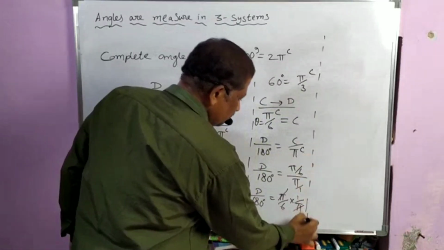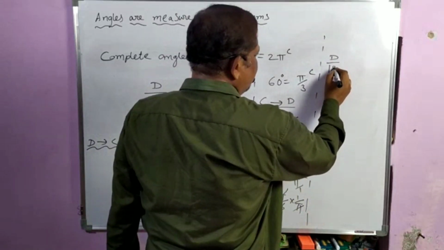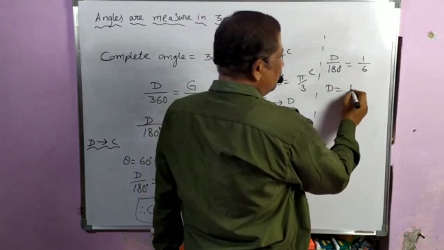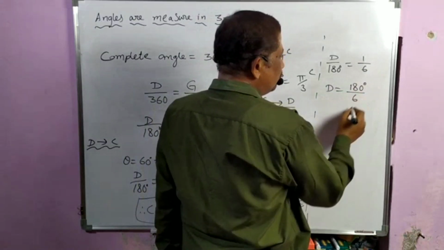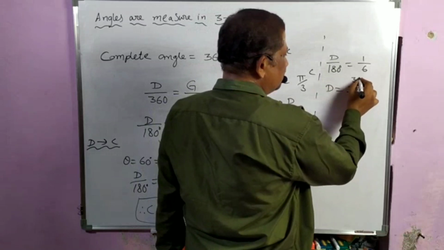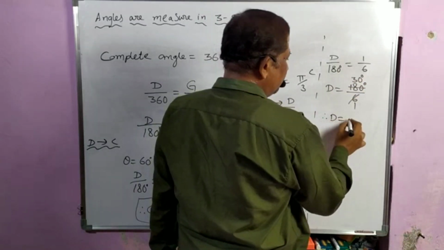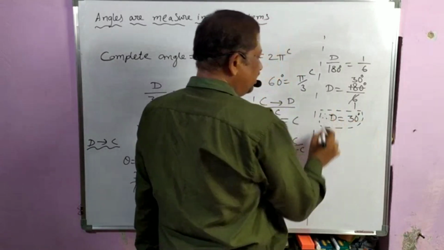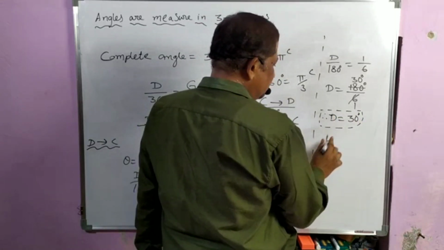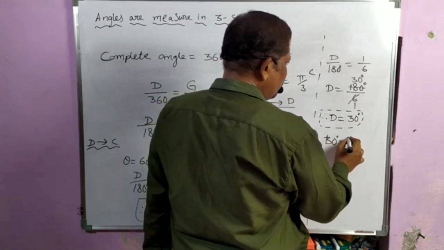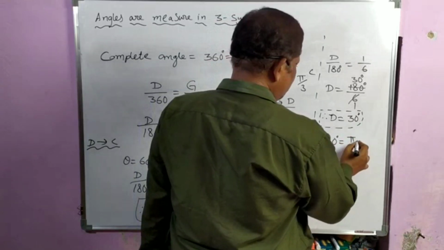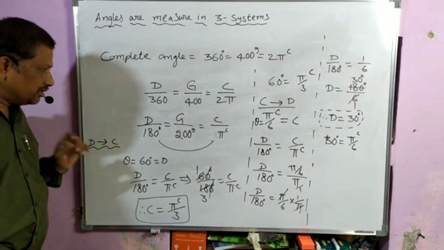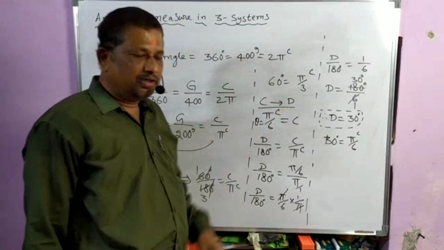So what do we get here? D by 180 degrees is equal to 1 by 6 left there. So D is equal to 180 degrees by 6. Six thirties are 180. Therefore D is equal to 30 degrees. So this is the conversion of radians into degrees. So 30 degrees is equal to 5 pi by 6 radians. Okay, clear? How to convert degrees to radians and radians to degrees.